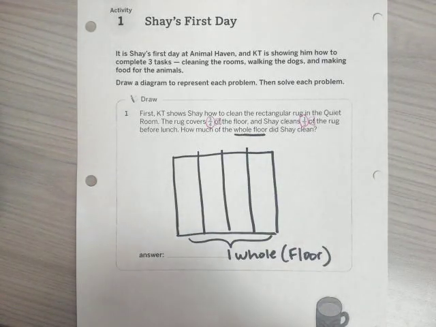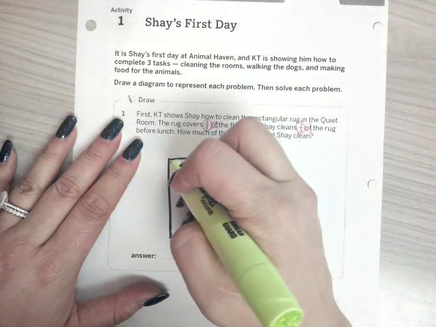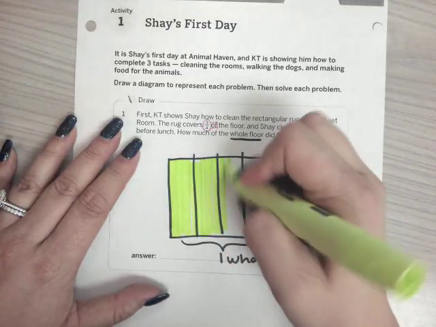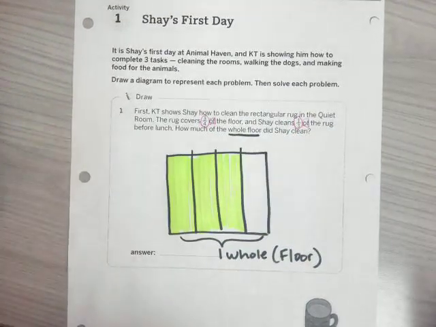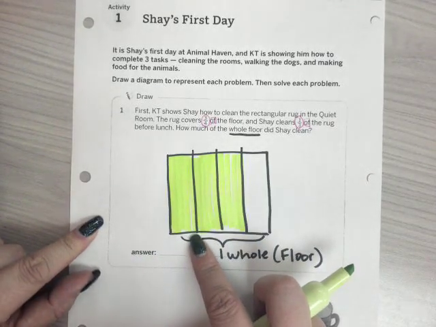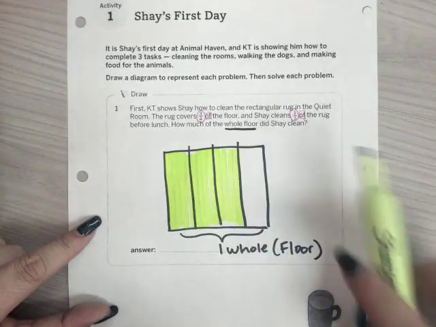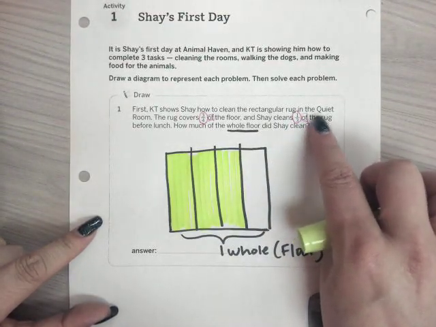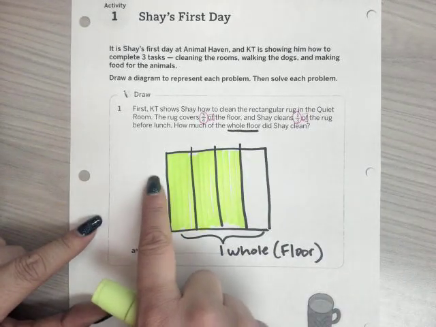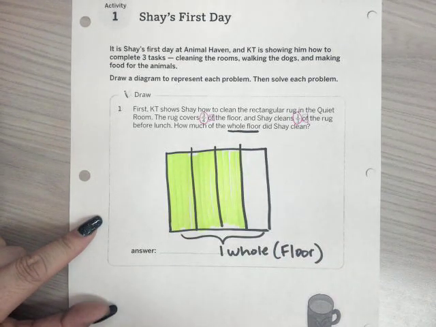So the rug covers how many spots of 4? It covers 3 of the 4. So we're going to go in with a highlighter or a colored pencil, anything that's colored, and color in 3 of 4 spots. Essentially in this situation, the green is representing the rug covering part of the floor. Now it says that Shay cleans 1/3 of the rug before lunch. We can do this a couple different ways. The kids can separate this into thirds, so 1 line and then 2 lines, and they'd have 1, 2, 3 to make it into thirds.